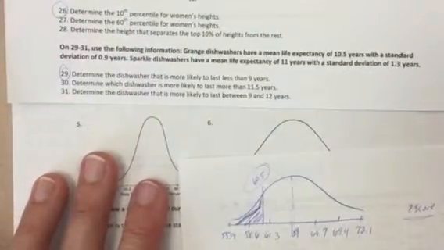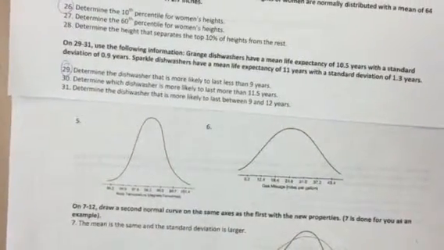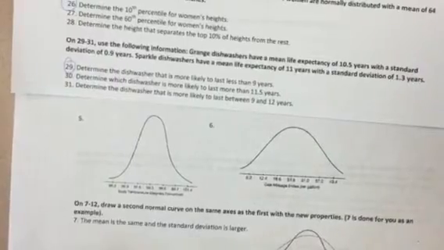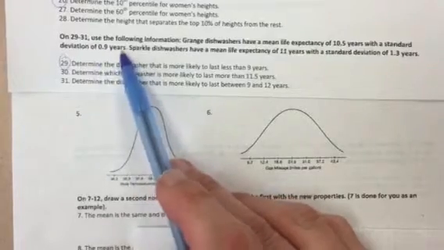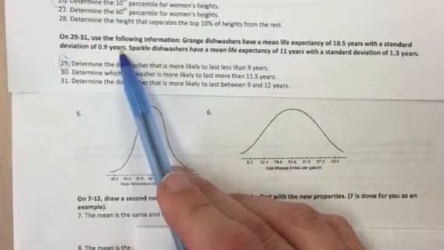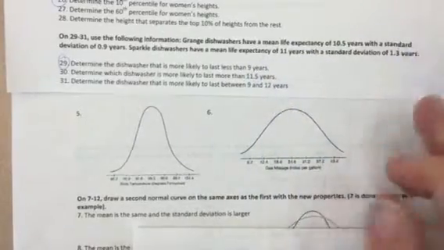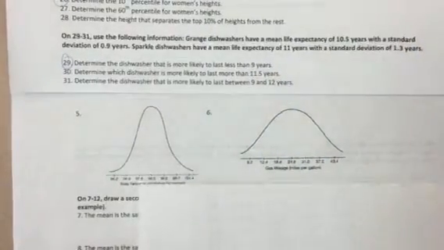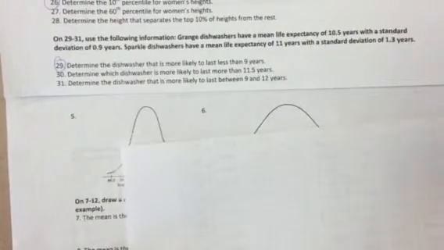And now let's look at 29 through 31. This is a comparison problem. So saving the hardest for last, we've got to use the following information. Grange dishwashers have a mean life expectancy of 10.5 years with a standard deviation of 0.9 years. And Sparkle dishwashers have a mean life expectancy of 11 years with a standard deviation of 1.3. Okay, so they didn't tell us they were normal distributions, but we're going to just assume that they are.